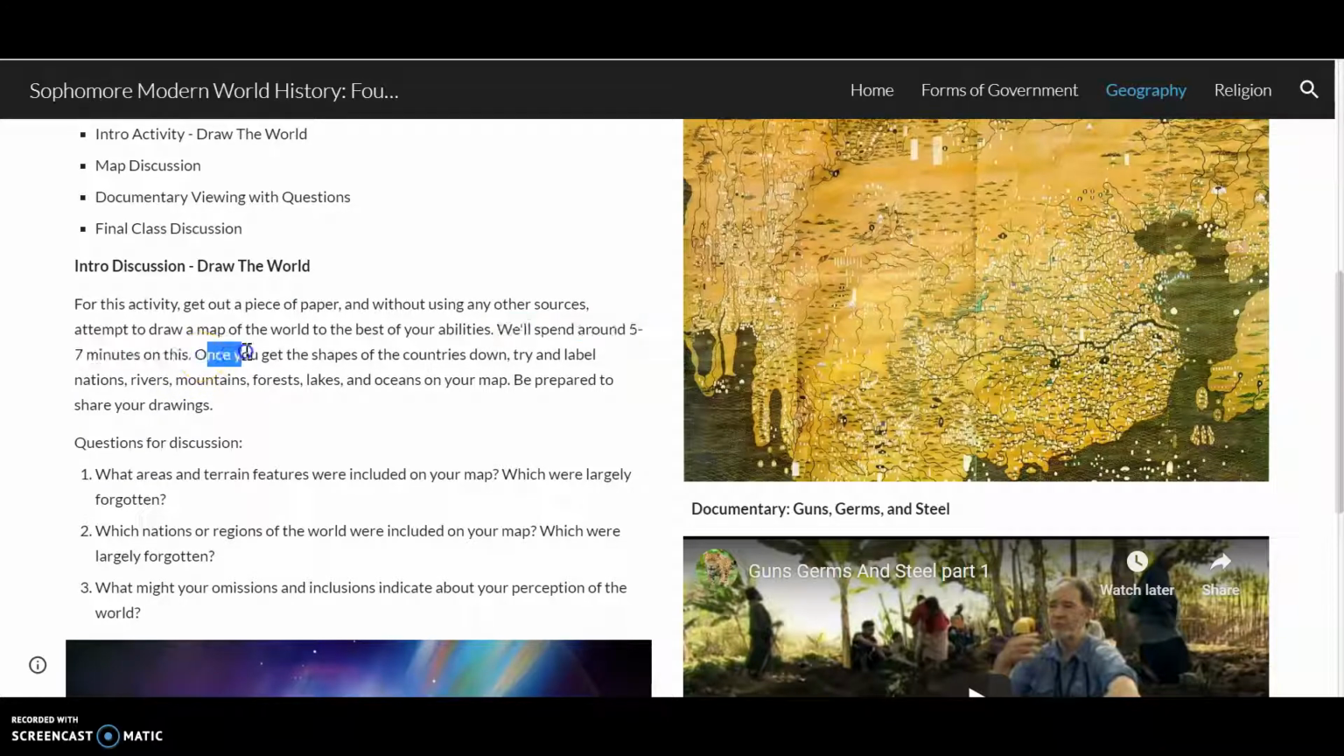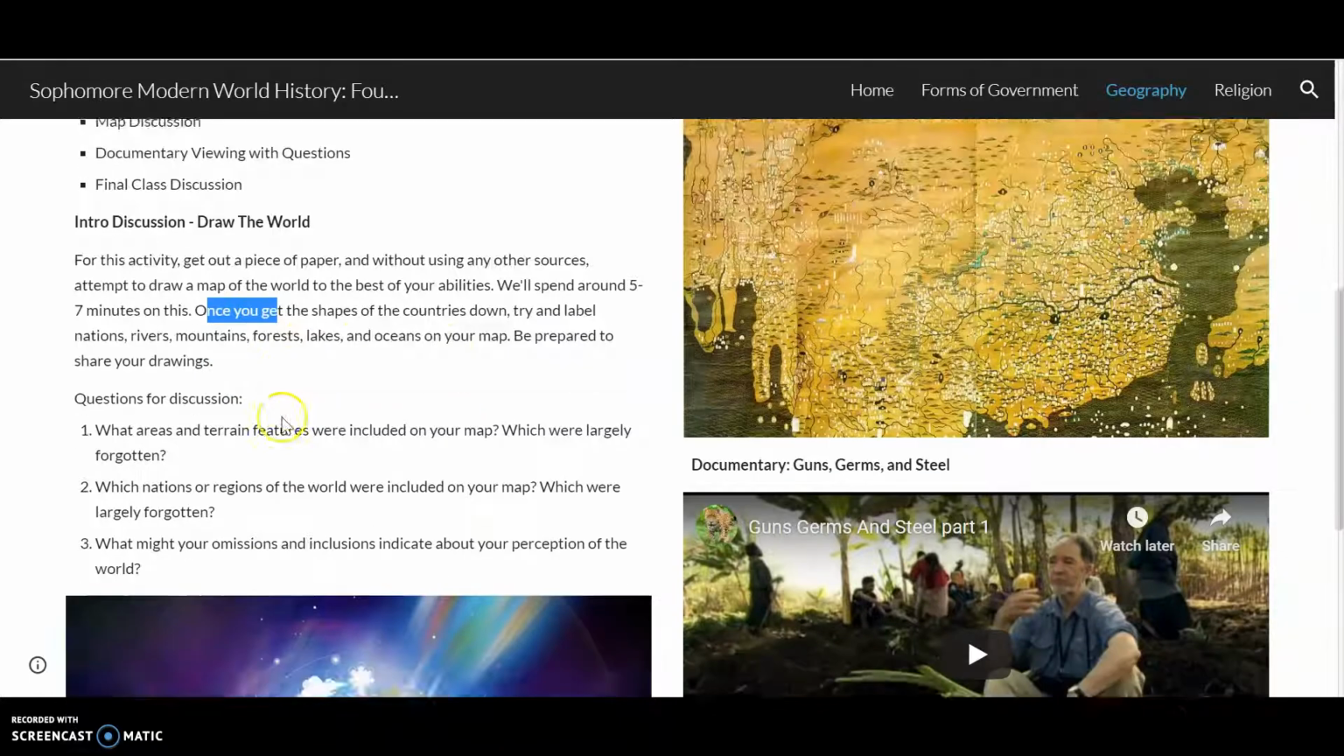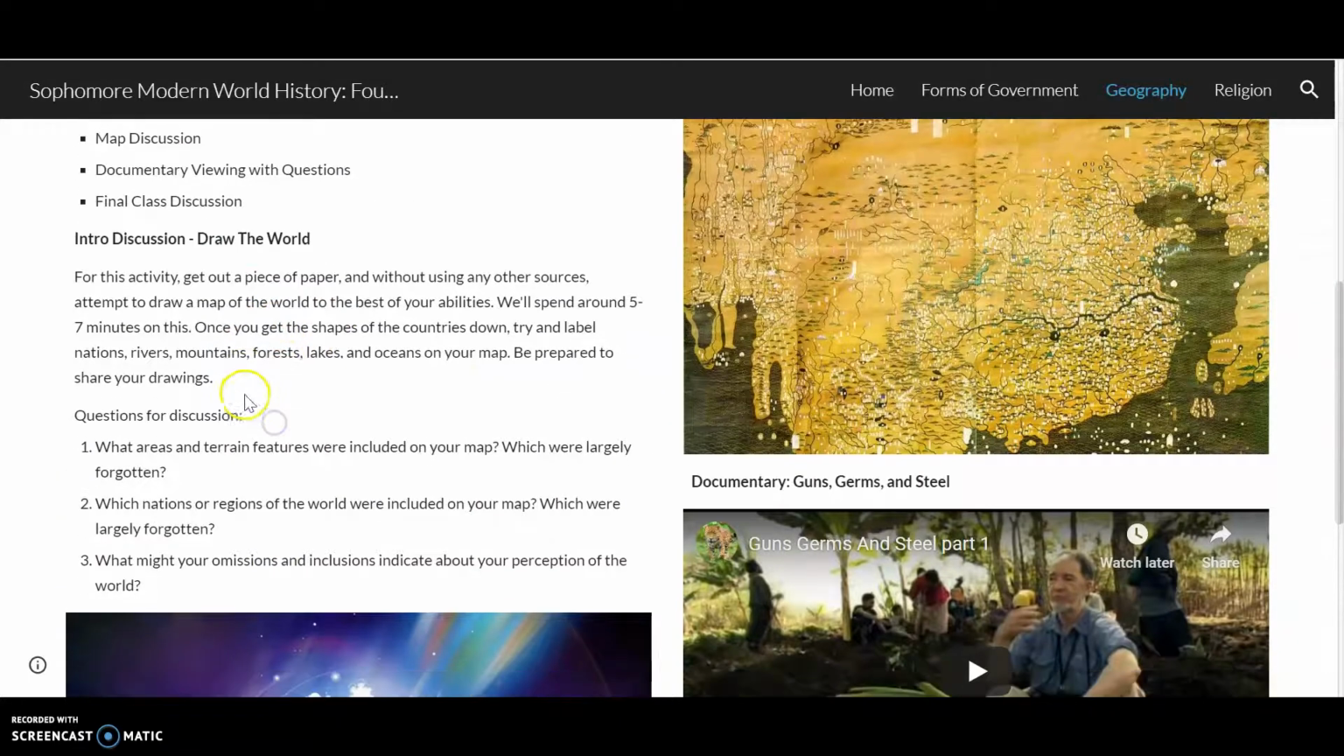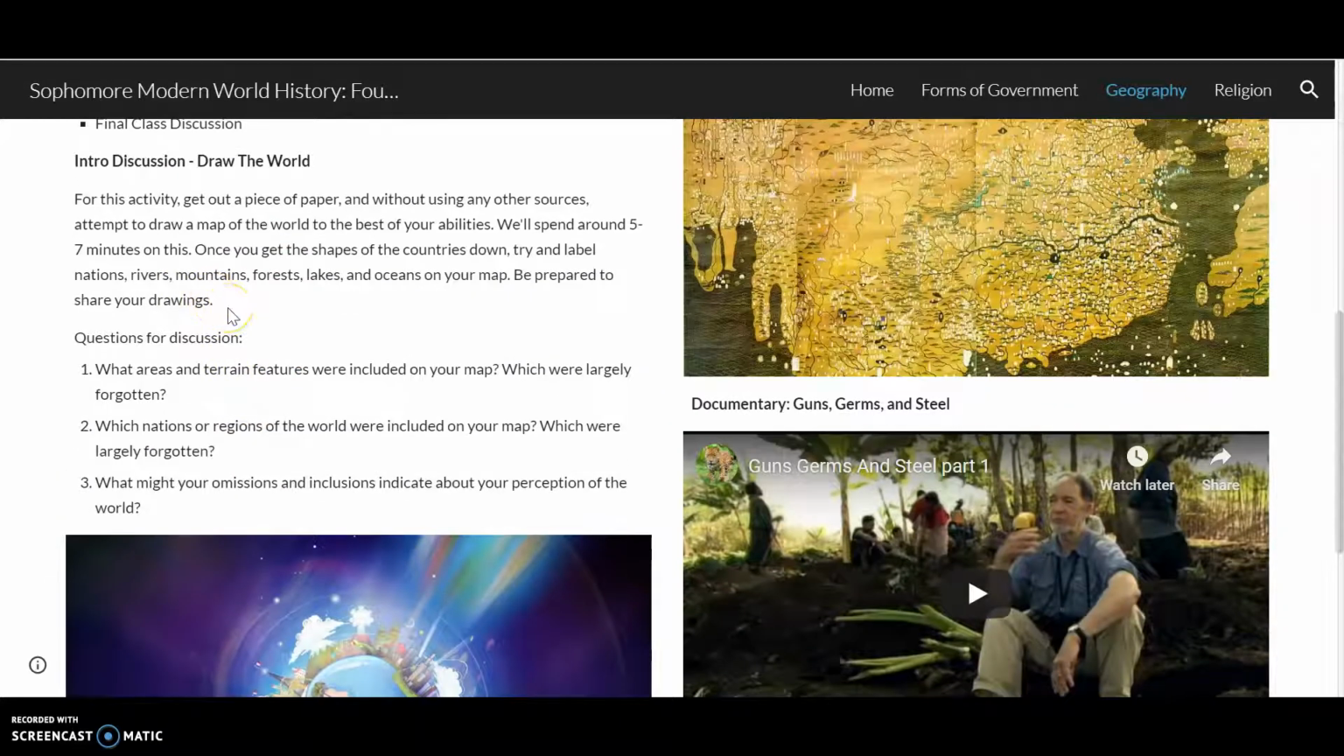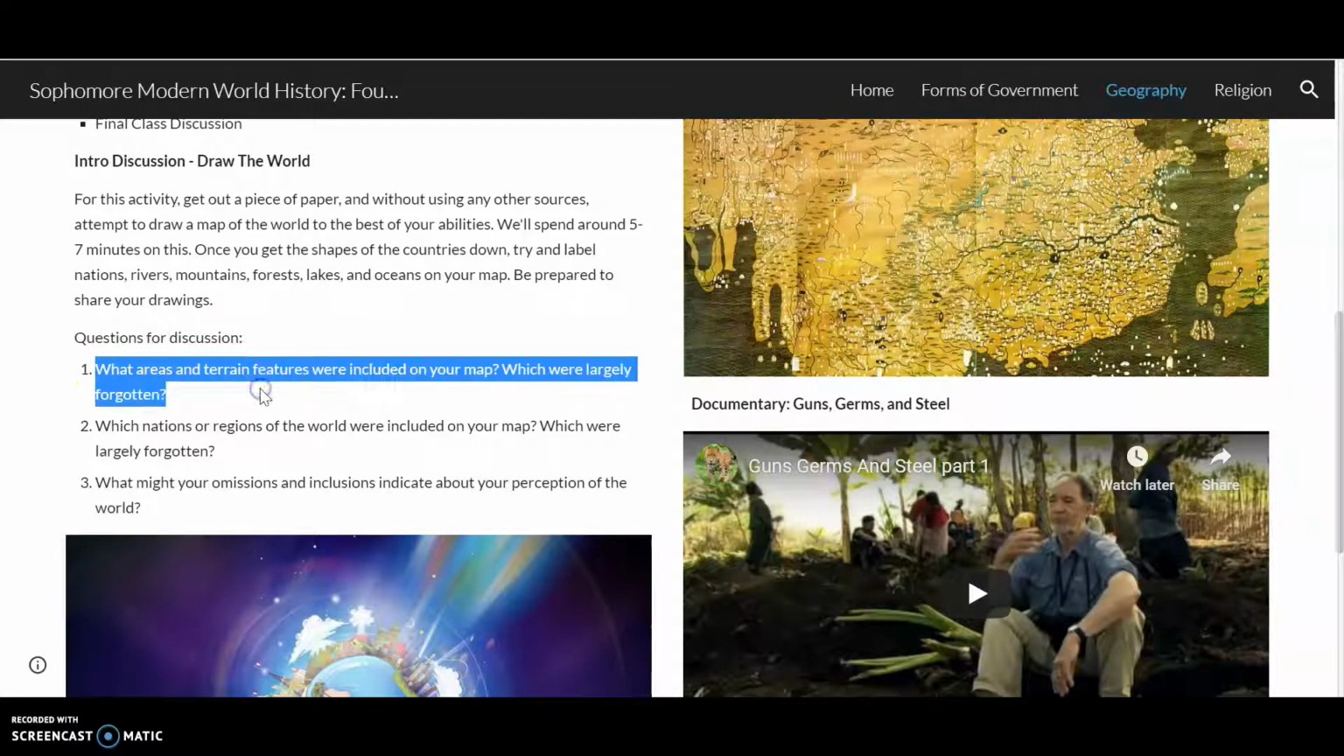As soon as they get the shapes of their countries down, they're going to label nations, rivers, mountains, lakes, forests, and oceans on their map, and they have to be prepared to share their drawings. Here are the questions we have after this little 5 to 6 minute period. I also drew my own map, so that was pretty fun to compare my map to my students'. The first question I had: what areas and terrain features were included on your map, which were largely forgotten? This is just a simple examination of their map.